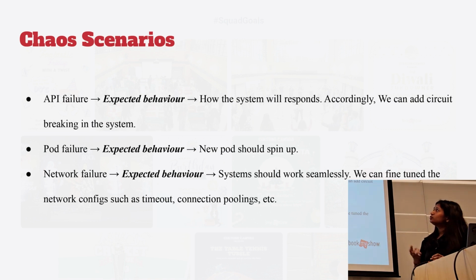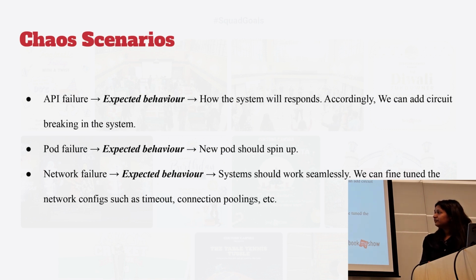So how do I arrive at the solution that I need to implement circuit breaking in the system? By doing some kinds of experiments, by knowing that my system might fail at this point of time, so I need to implement some solutions around it. Likewise, there can be pod failures, so the expectation would be that a new pod should instantly come up. In case it is not coming, then again we'll need to derive some solutions around it. In case there are network failures, the expectation is that there should not be any drop in between and my system should work very seamlessly.